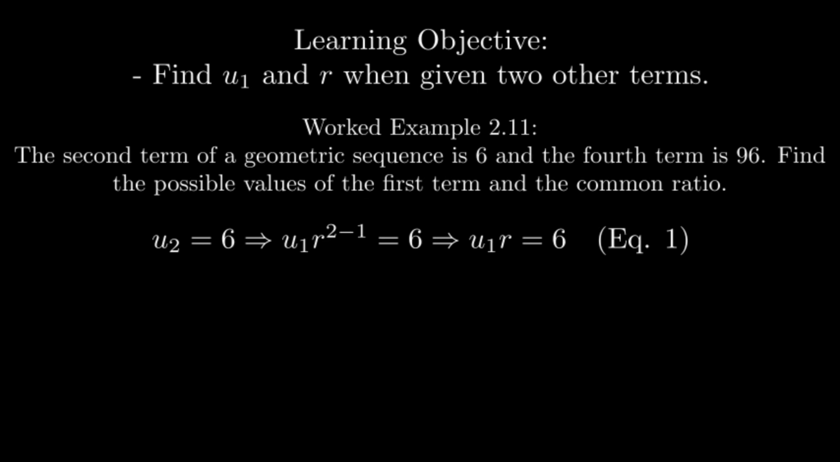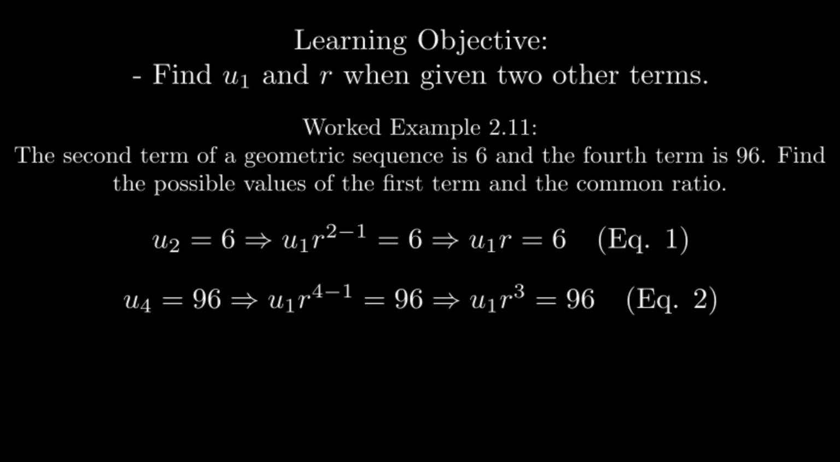Next, let's do the same for the fourth term. We know u sub 4 is 96, so u sub 1 times r to the power of 4 minus 1 equals 96. This simplifies to u sub 1 times r cubed equals 96. We'll call this equation 2. Now we have a system of two nonlinear simultaneous equations. How can we solve this?